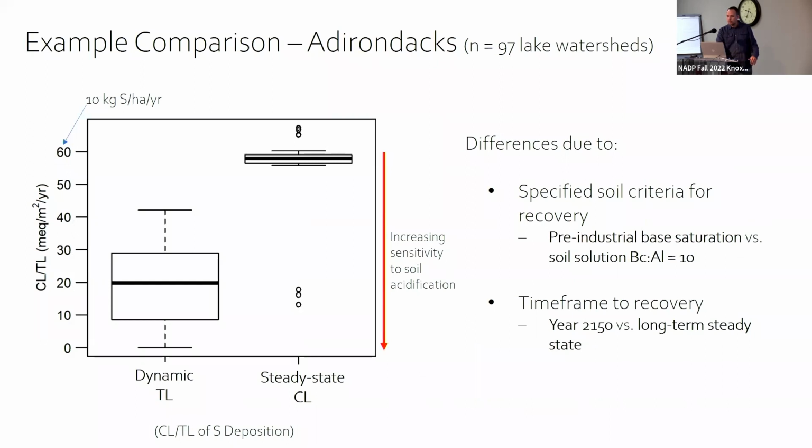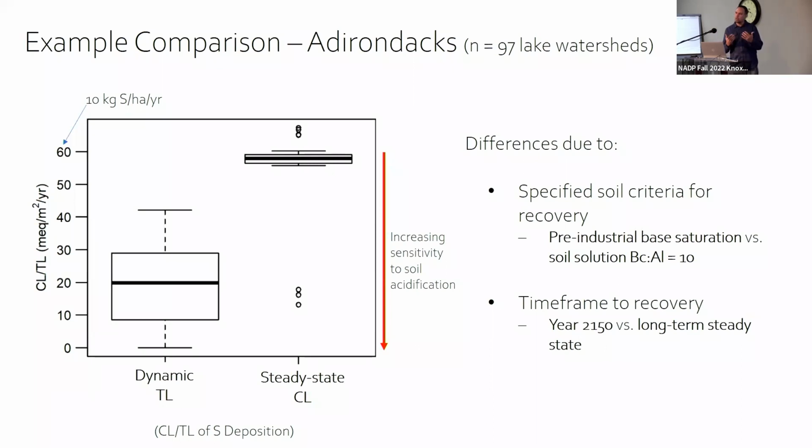Here's an example comparison between target loads and critical loads for 97 Adirondack lake watersheds. We see much lower target loads from the dynamic models relative to that narrow range of critical loads from the steady state models, up around 10 kilograms of sulfur per hectare per year. I should mention that these are critical loads of sulfur only for acidification. These differences are mainly due to the specified soil criteria for recovery and the time frame to recovery.